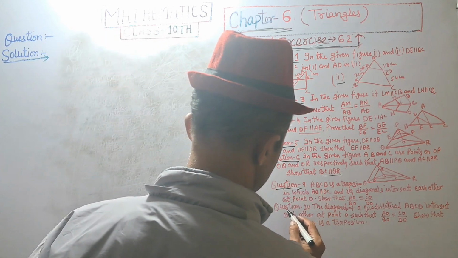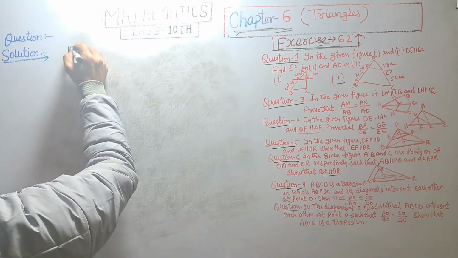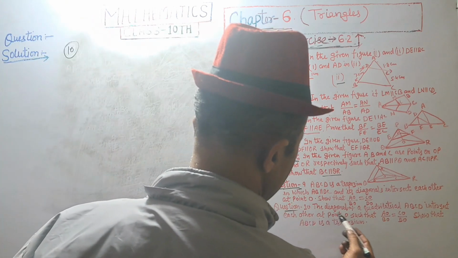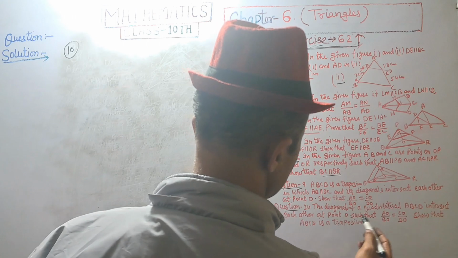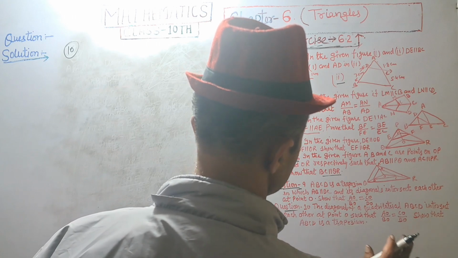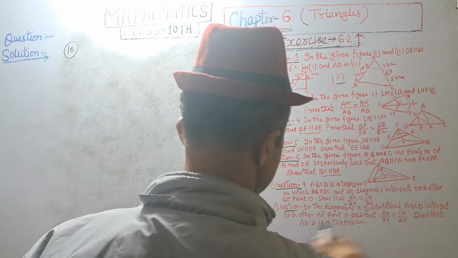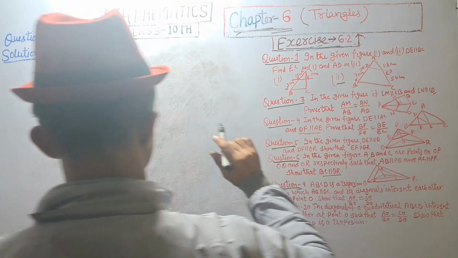Question number 10. The diagonals of a quadrilateral ABCD intersect each other at point O such that AO upon BO equal to CO upon DO. Show that ABCD is a trapezium.